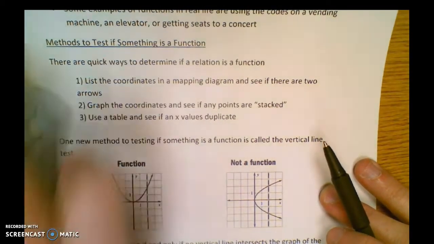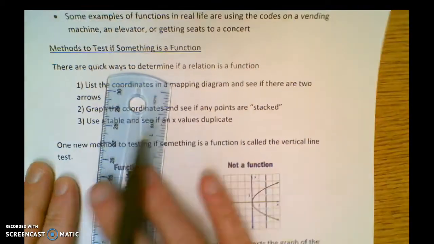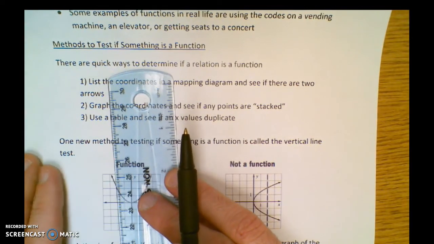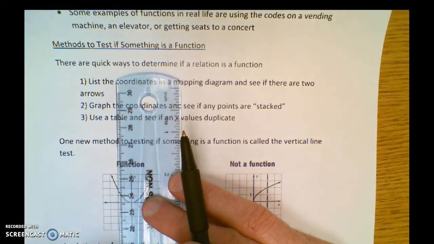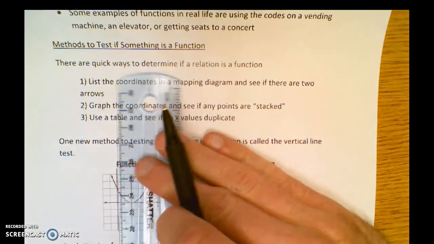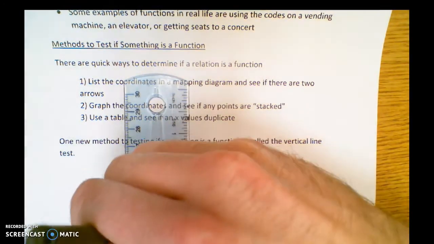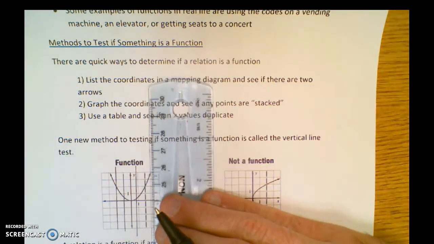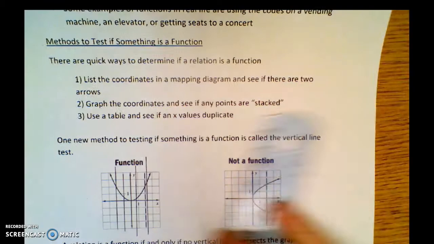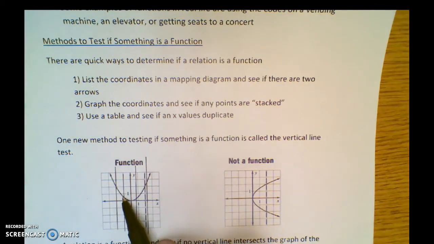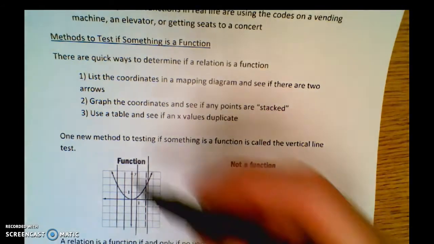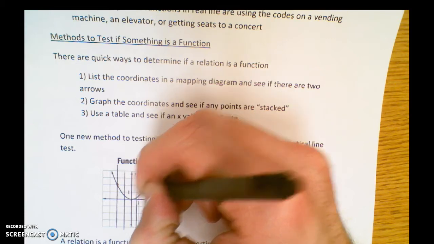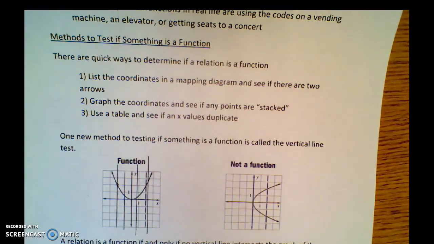If I take my ruler and I draw a line at any point going through the function, so I can draw a line there, there, there. So taking a look at each of these lines, they only hit the graph once. So because they're intersecting the graph only one time, this is considered to be a function.